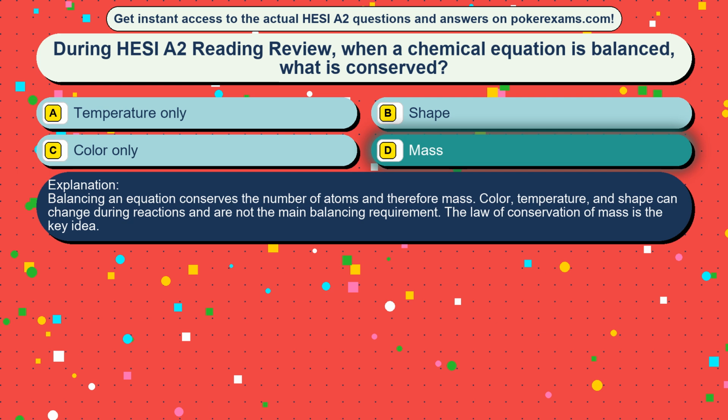Balancing an equation conserves the number of atoms and therefore mass. Color, temperature, and shape can change during reactions and are not the main balancing requirement. The law of conservation of mass is the key idea.